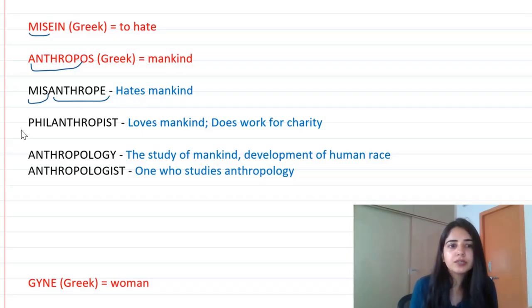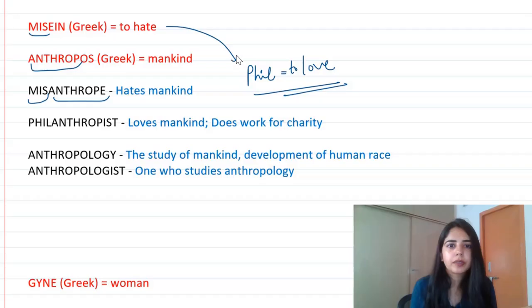And the opposite is philanthropist. So phil is also a root word which means to love. The opposite of mis is phil. So to hate and to love. So if I remove mis and if I add phil to anthropo, then it becomes philanthropist, which means someone who loves mankind, someone who loves human beings, does work for charity.